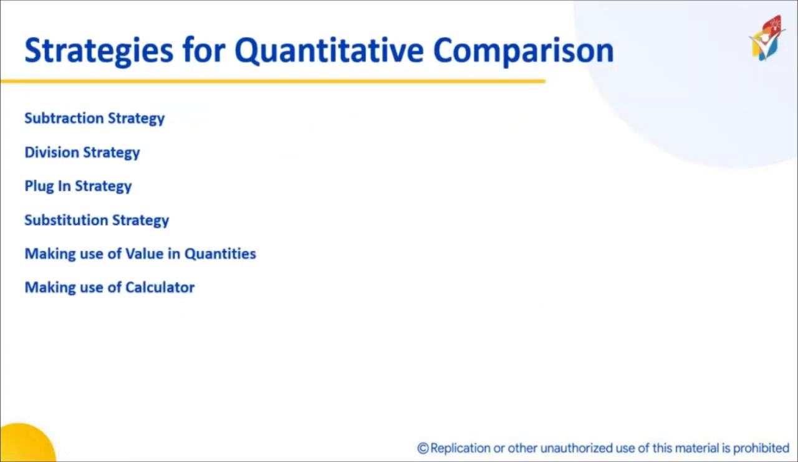If I look at the strategies, the topmost strategies that we are looking at are: the subtraction strategy, the division strategy, the plug-in strategy, substitution, making use of the quantities themselves, and finally the calculator way. So 6 major strategies are what we're going to focus on for the next 45 minutes. So let's get started with the first strategy.